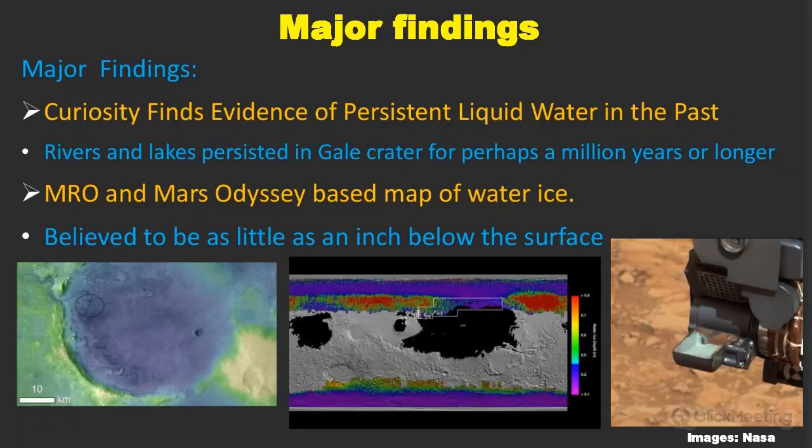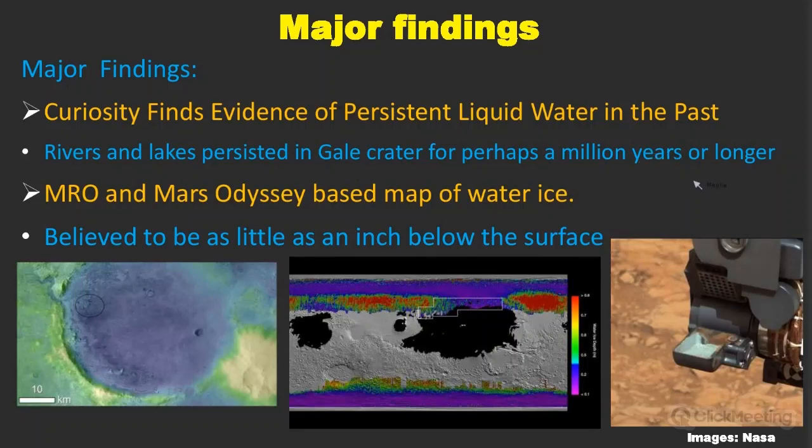These have to be addressed through future missions. Some of the major points I have listed here: Curiosity finds evidence of persistent liquid water in the past. For the first time, we could have a sample studied by Curiosity, and it found that rivers and lakes persisted in the Gale crater where it landed for perhaps a million years or longer.